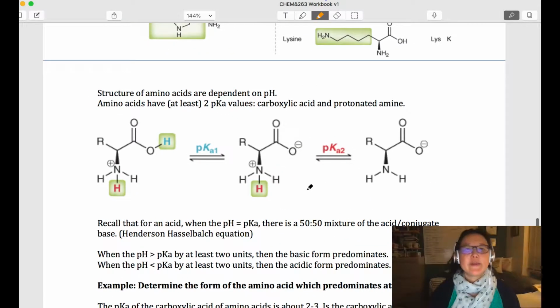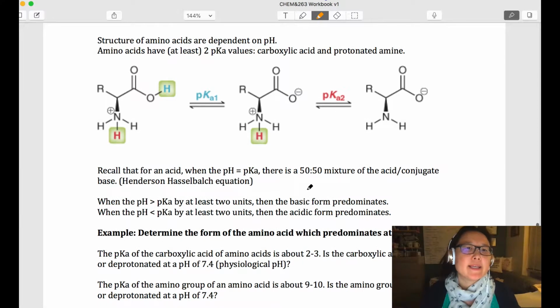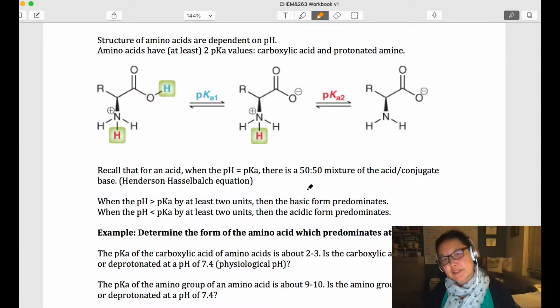So one thing that's very important to know about proteins is how they fold, and that has to do with their function a lot of times.